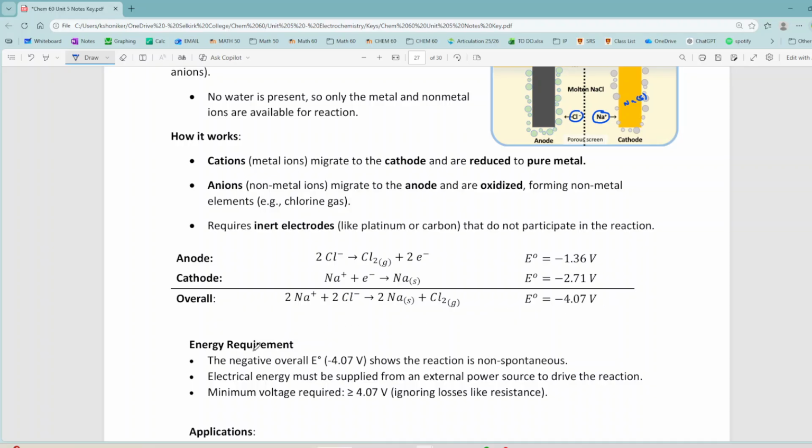So the requirement is that since the E is overall negative, it's non-spontaneous, so electrical energy must be supplied from an external power source to drive the reaction.